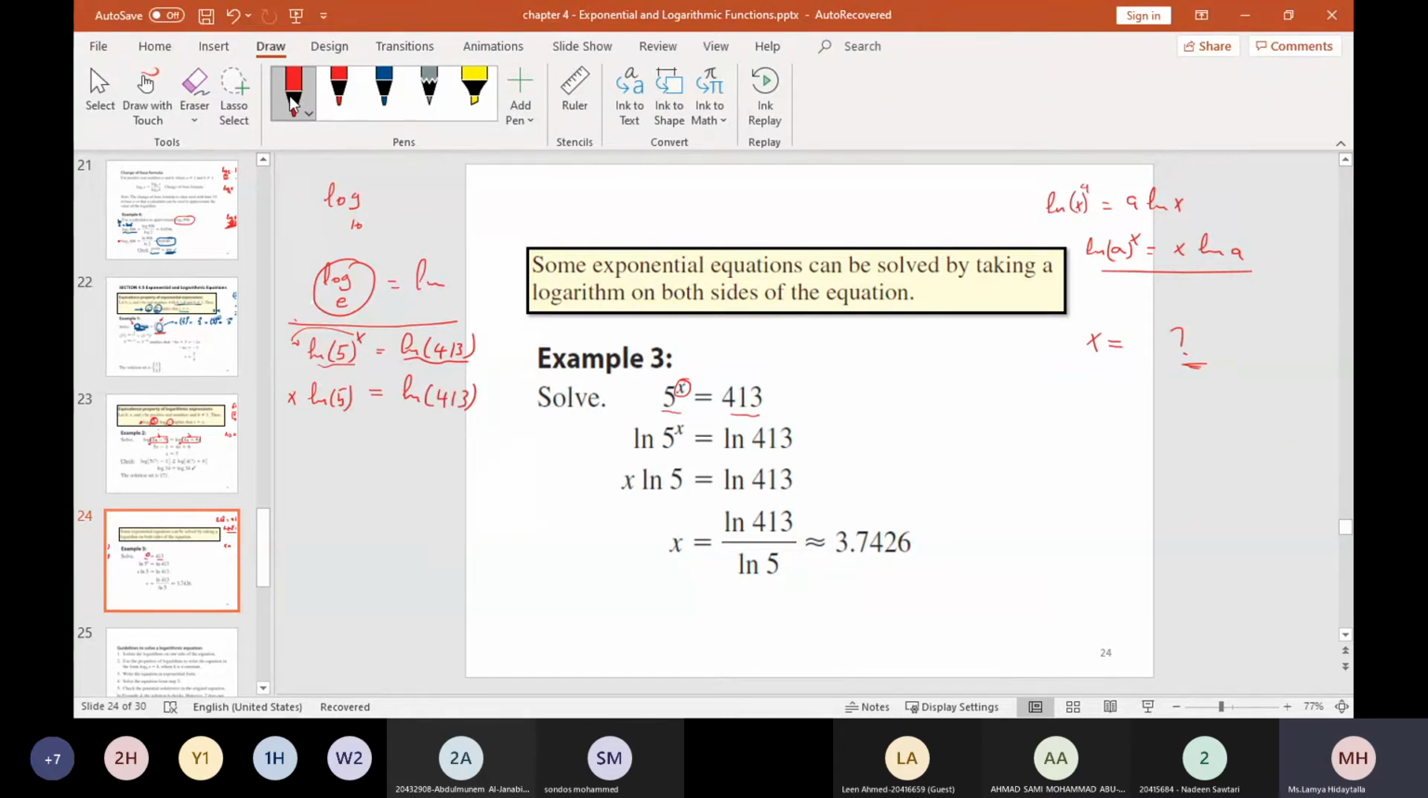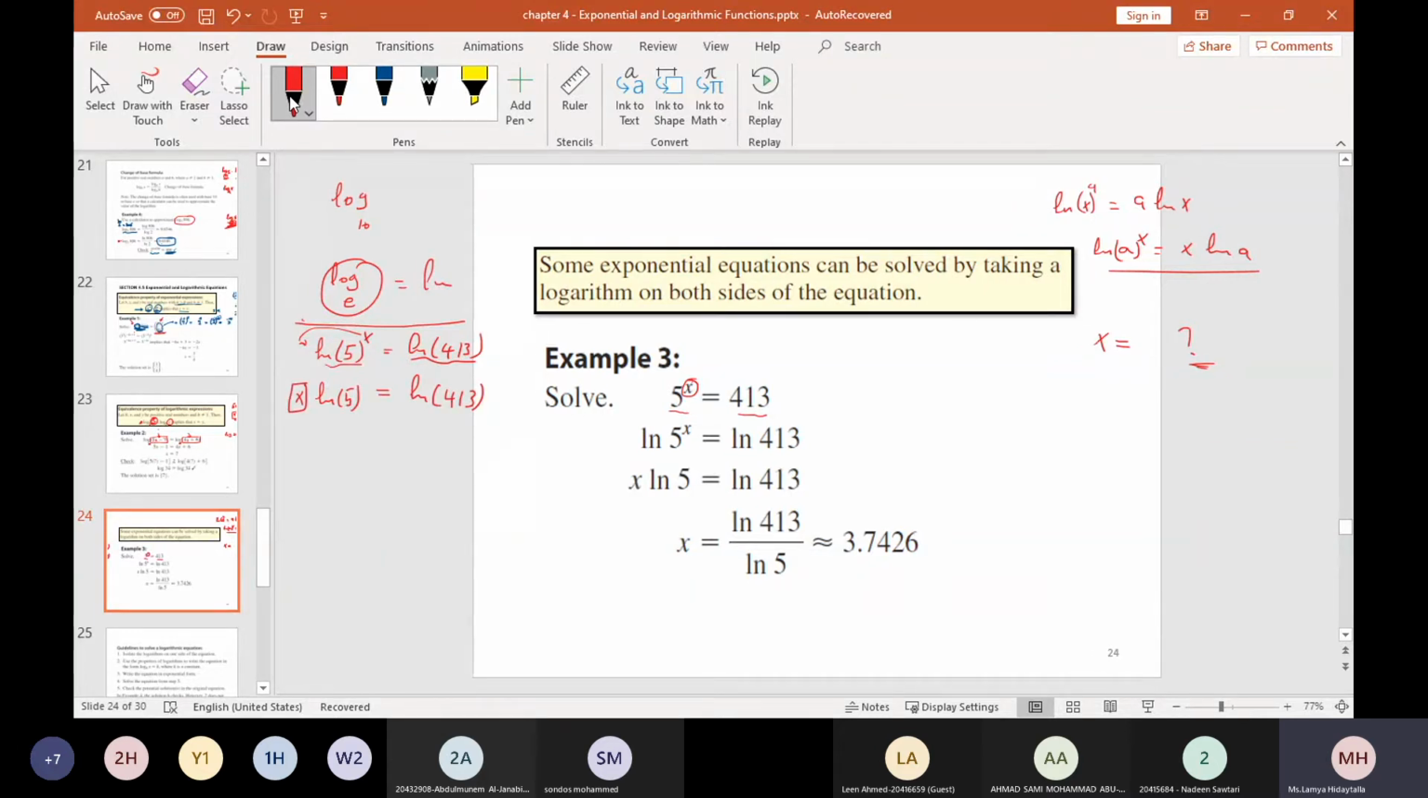What remains is to make x the subject, so I have to divide both sides by ln 5. So over ln 5, and don't forget what you do on the left you should do on the right. So x is equal to ln 413 over ln 5. You have the calculator, evaluate this alone and evaluate that one.